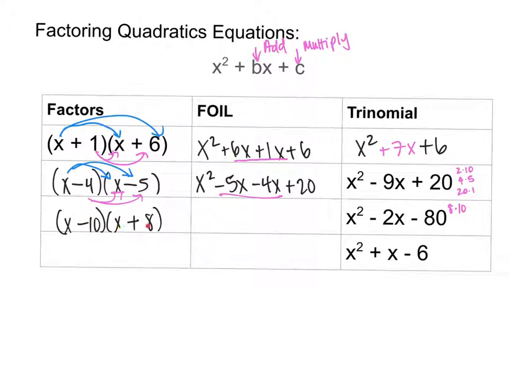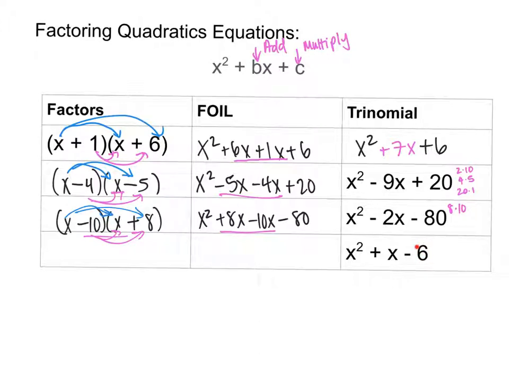Well, negative 10 times positive 8 gives me negative 80. Negative 10 added with 8 gives me negative 2x. So this works out. And if you don't believe me, go ahead and FOIL. So this would make x squared plus 8x minus 10x minus 80. And I notice at the middle here, if I add 8x with negative 10x, I get negative 2x. So this does work.